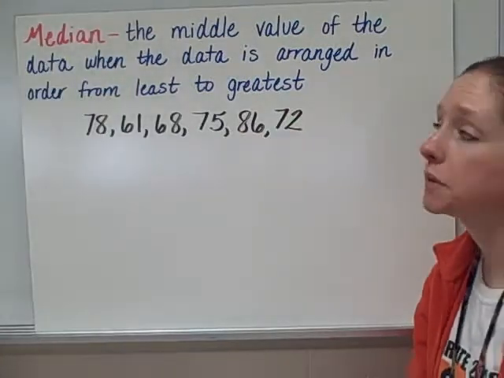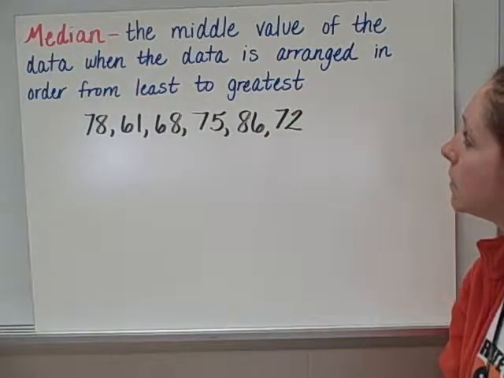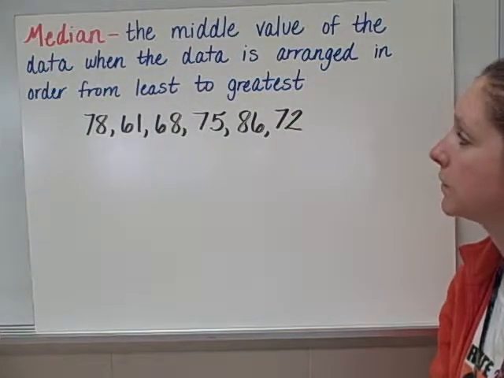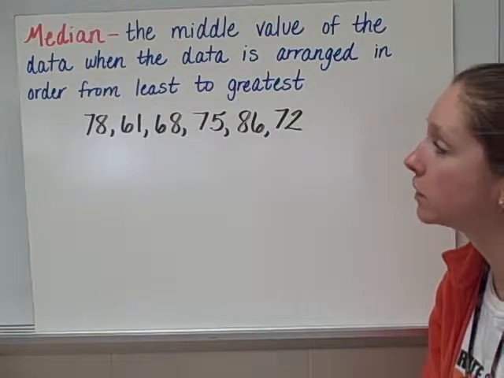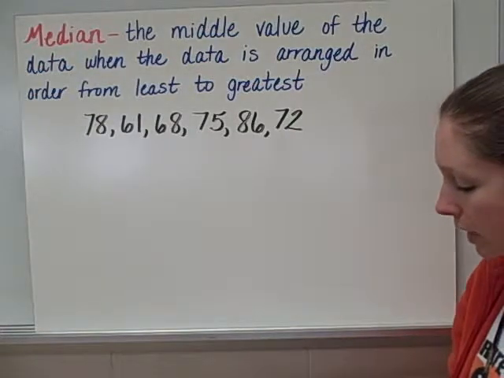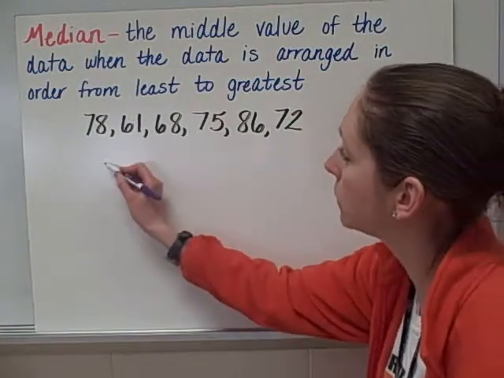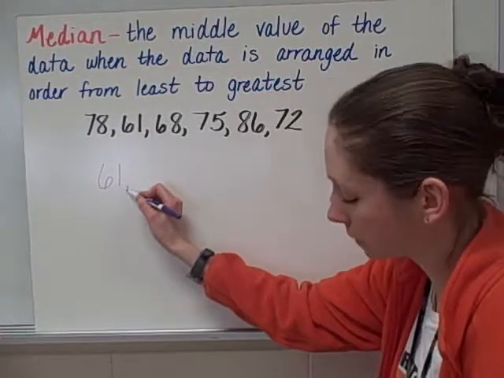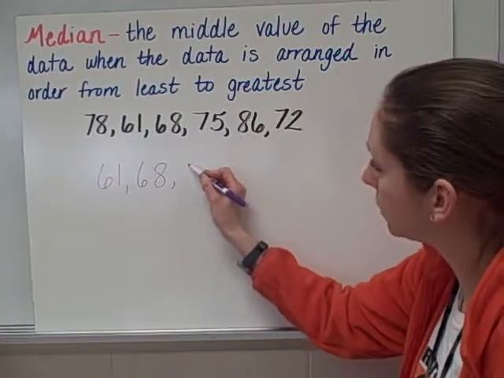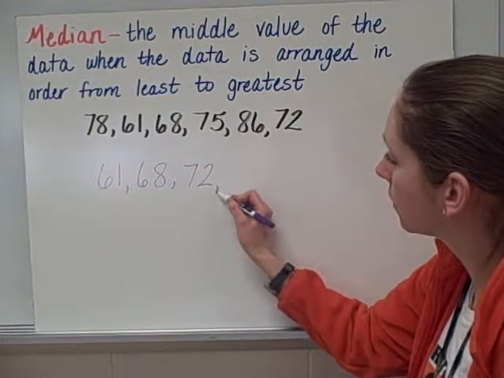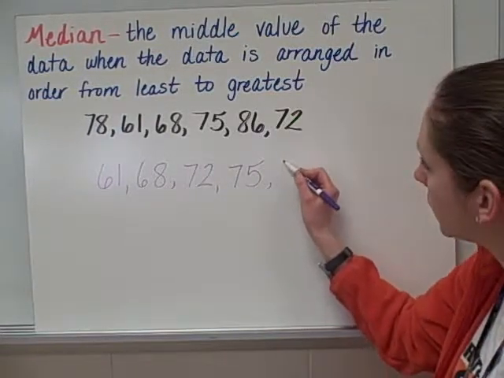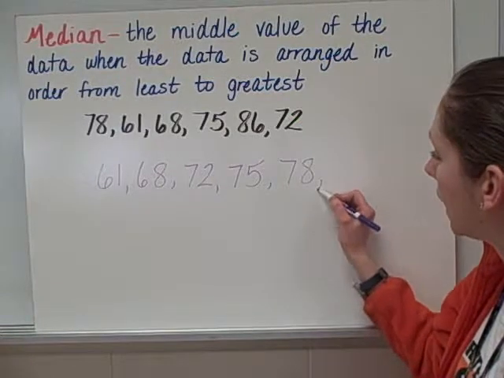Okay, next measure of center is median. Median is the middle value of the data when the data is arranged in order from least to greatest. So catch yourself, you always have to put them in order from least to greatest first before you find the one in the middle. So in order from least to greatest for these values is 61, 68, 72, 75, 78, and 86.